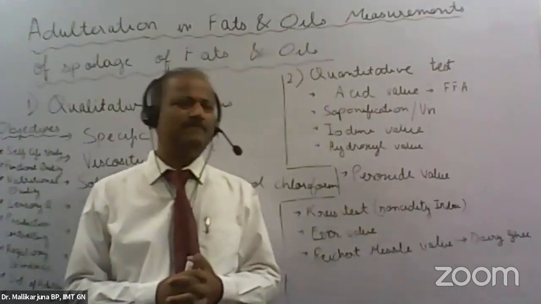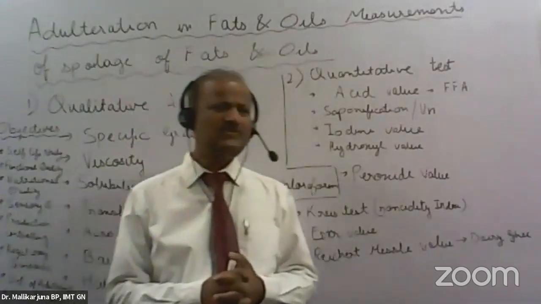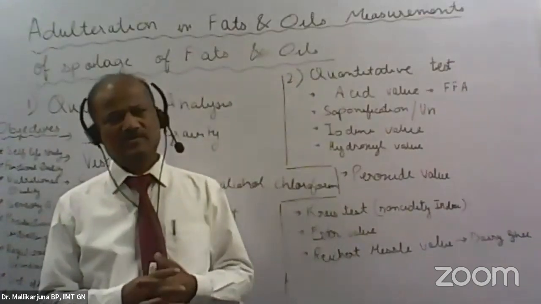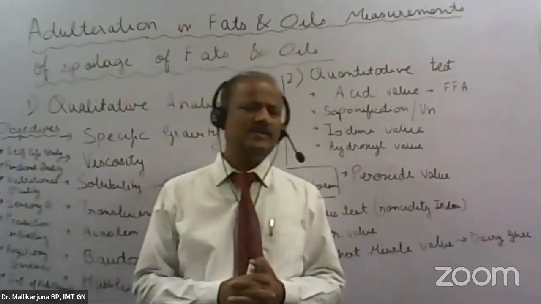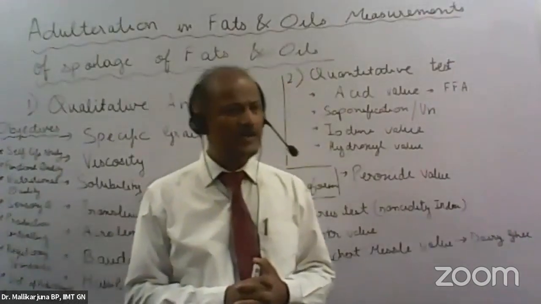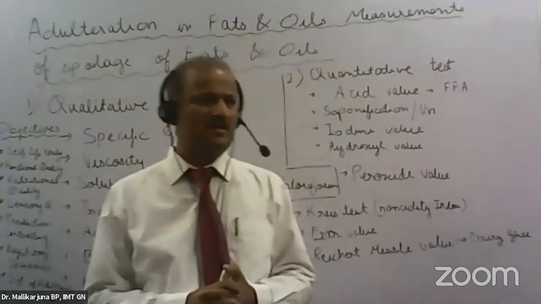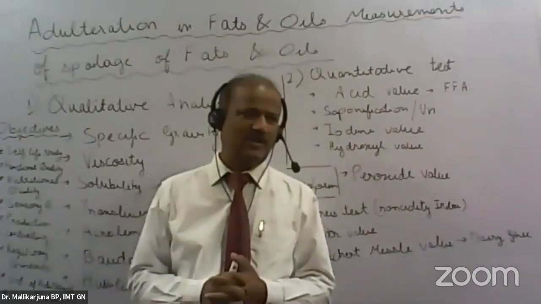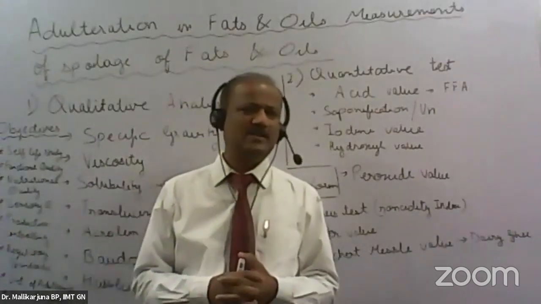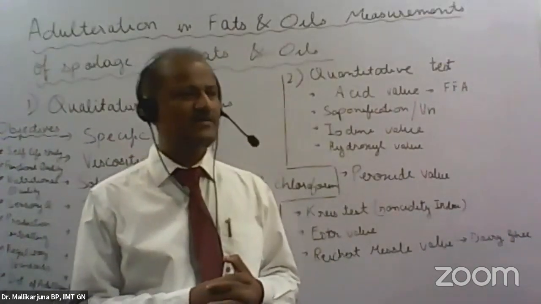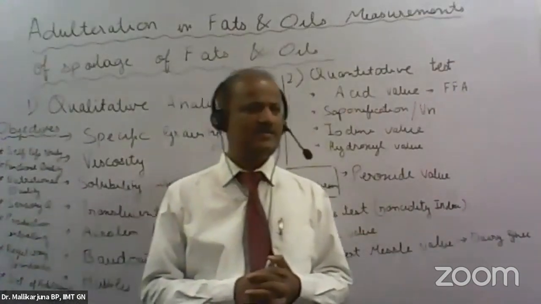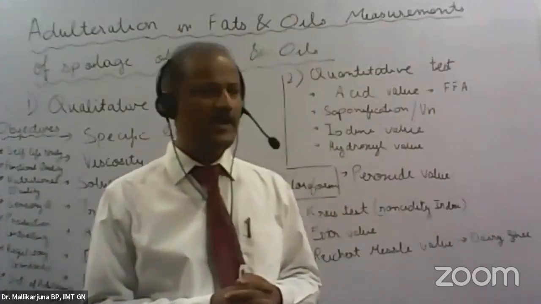So next one is cottonseed oil. How to find cottonseed oil as an adulterant in oils and fats? It is done by Halphen's test. We take the oil in an alcoholic solution and add sulfur in carbon disulfide, and the formation of pink to red color indicates the presence of cottonseed oil.